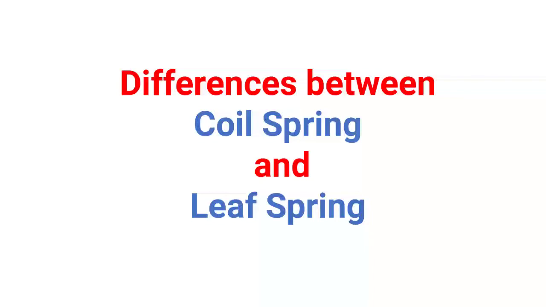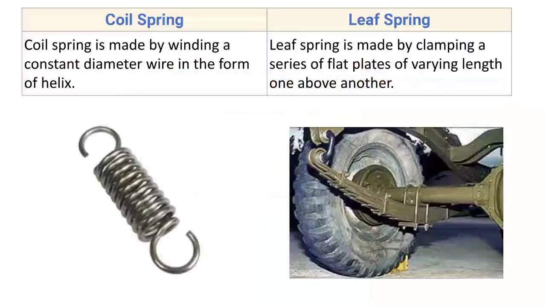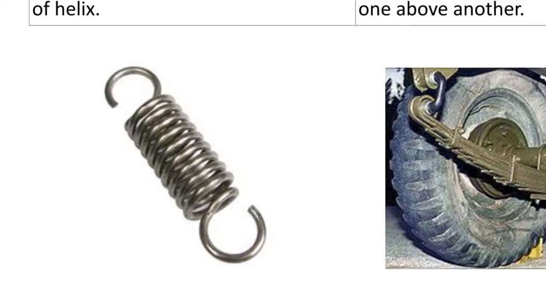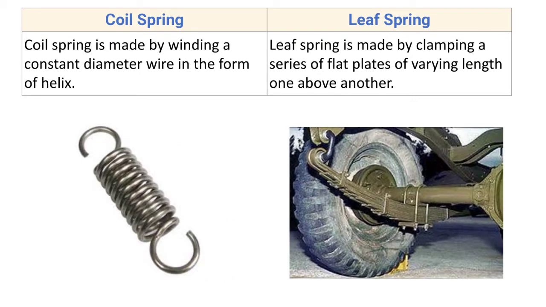In this video, we will discuss the differences between coil spring and leaf spring. So the very first difference, coil spring is made by winding constant diameter wire in form of helix. So here you can see an example of coil spring. It is made by winding a constant diameter wire in form of helix.